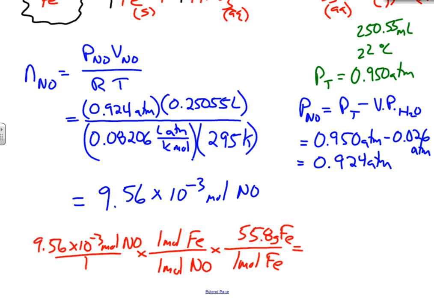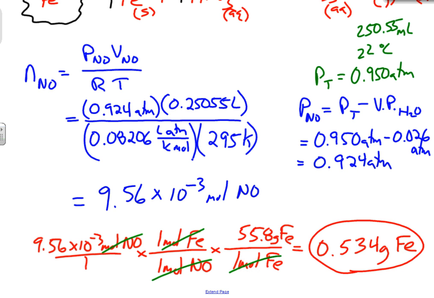And we'll make sure we can cancel all these units out. Moles of NO, moles of NO, moles of iron, moles of iron. And then we'll calculate this answer. And we end up with 0.534 grams of iron. So just over half a gram of iron reacted to produce this volume of nitrogen monoxide.